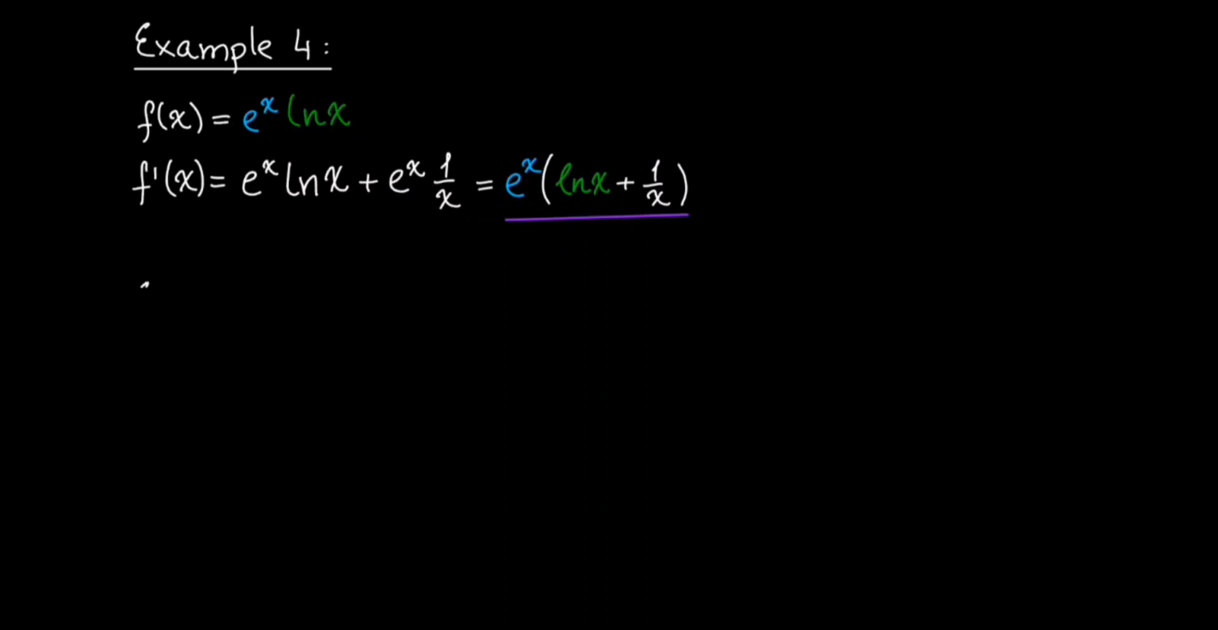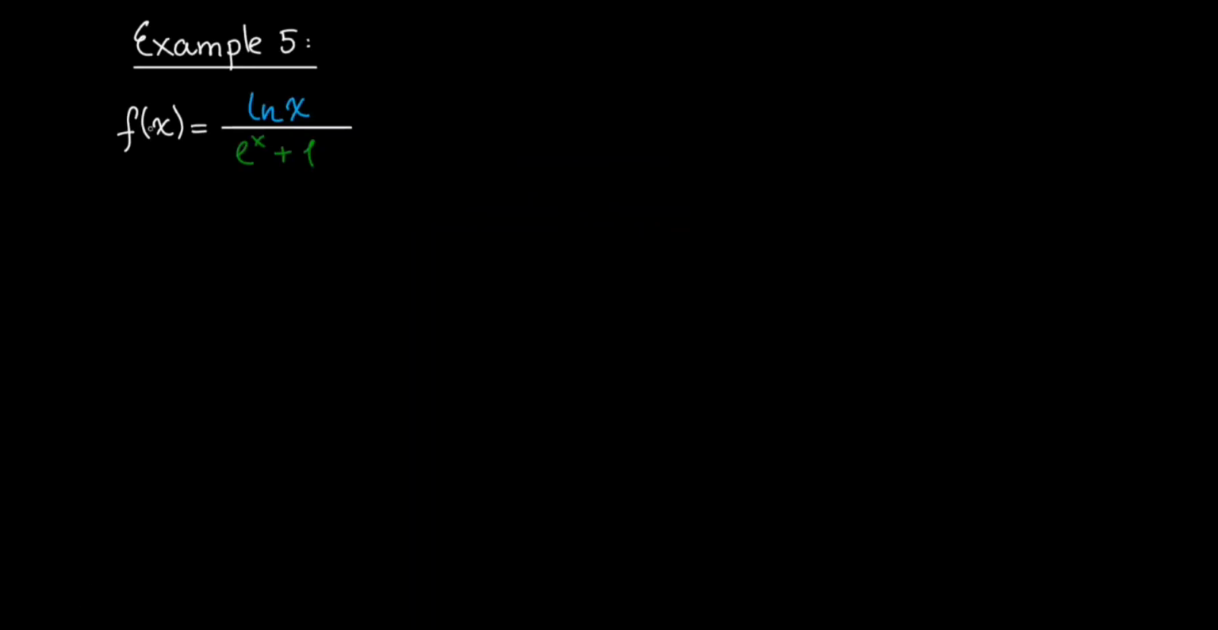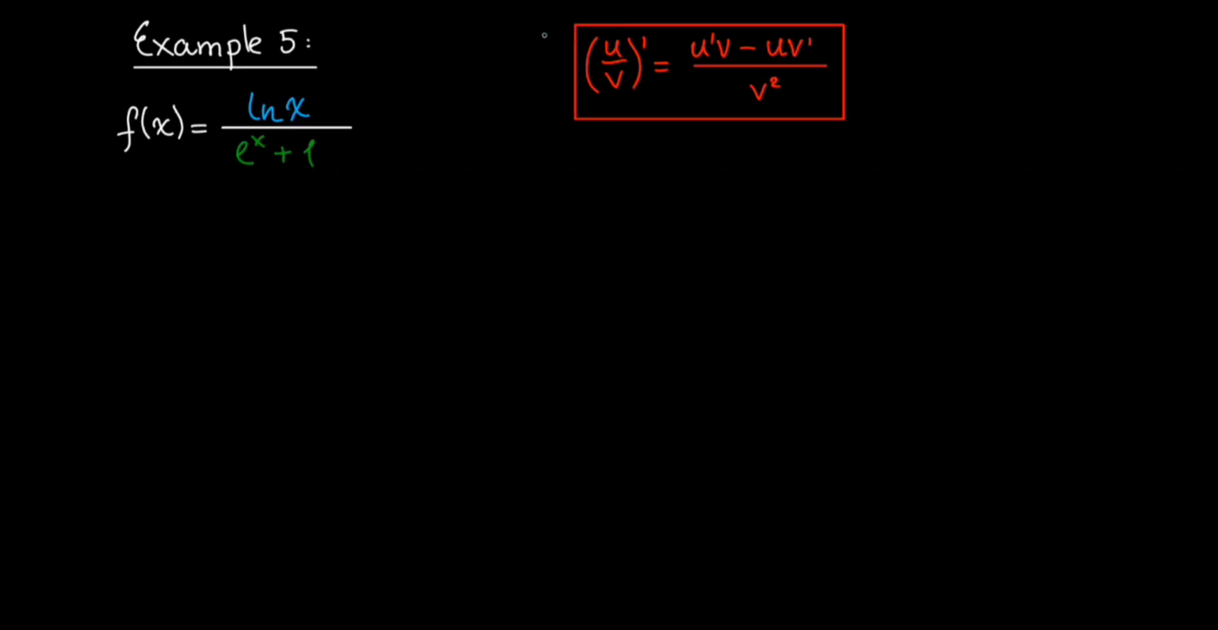This was quite easy, so let's immediately get to example number 5. Here, we have a function f of x equals ln x over e^x plus 1. Now, since this can't be simplified in any way, we have to apply the quotient rule. Here, as a little reminder, I put the formula for the quotient rule.